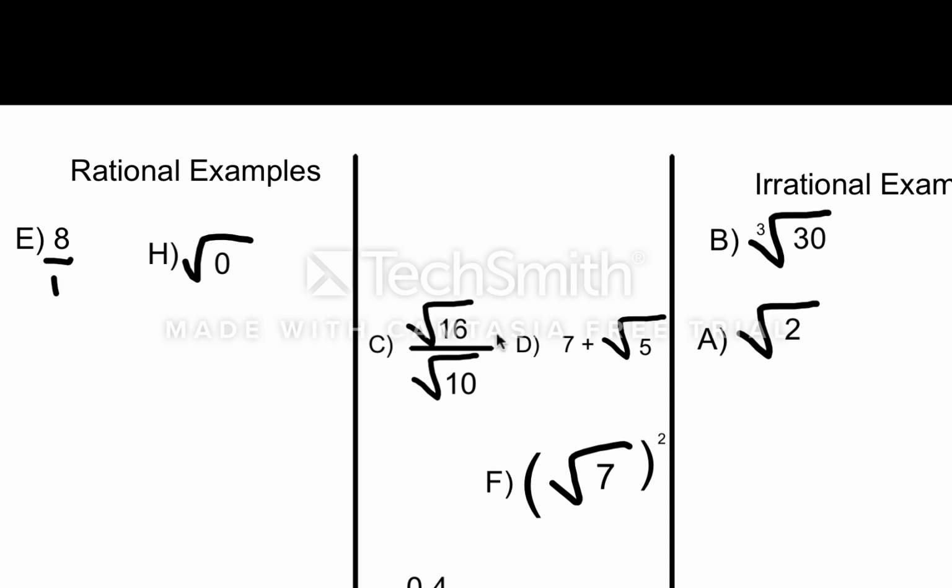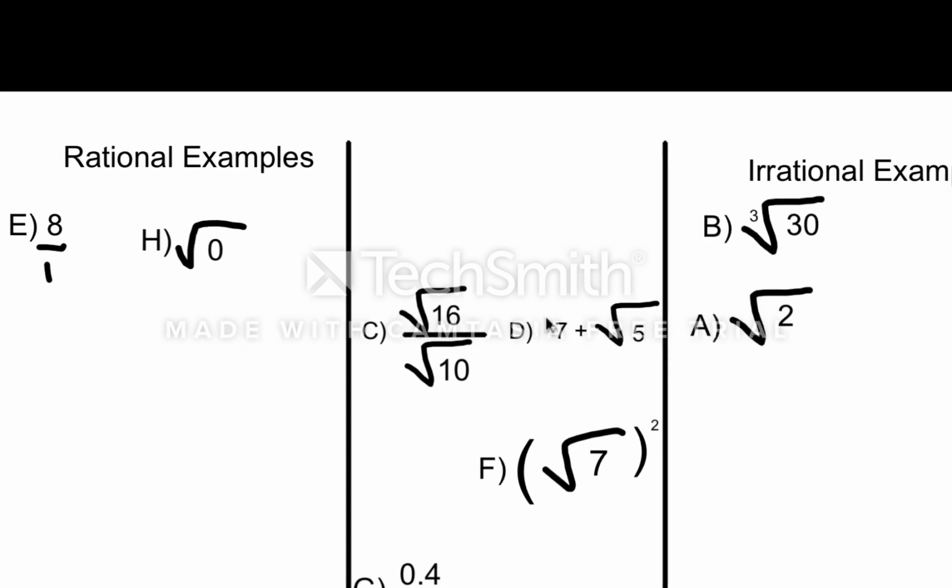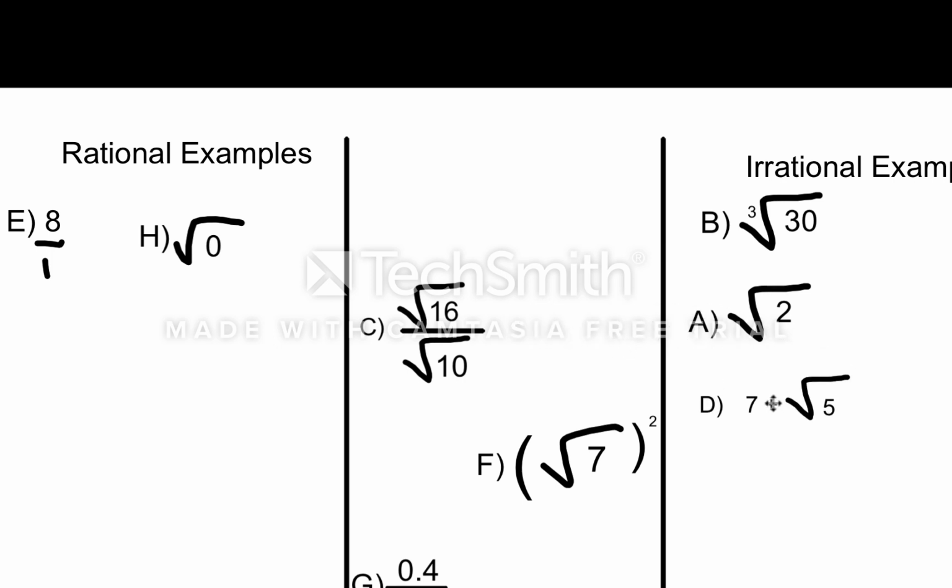With the fifth pick, the irrational examples are going to choose 7 plus the square root of 5. Deceptive, because the 7 here is just like 8, it's a whole number, but as soon as you add an irrational number to it, this whole value, the sum of it, is going to become irrational.